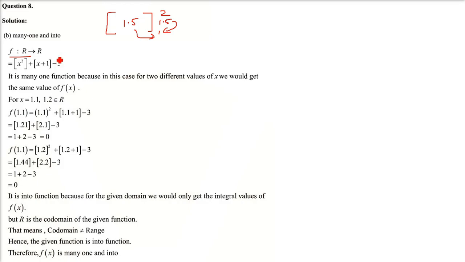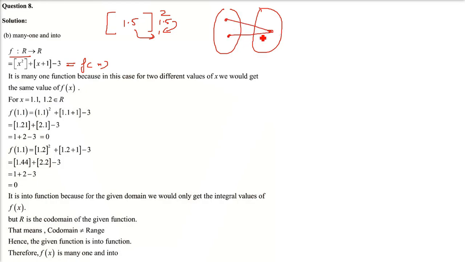So then the question is asking about fx: many 1 and onto, many 1 and into, 1 and into, or 1 and onto. So the answer is many 1 and into. How has this come? So I'll just prove it. How do we get it? Most of the time this greatest integer function will give you this type of scenario only. Many to 1. Many to 1 means there are various x values for which you get a single y value.